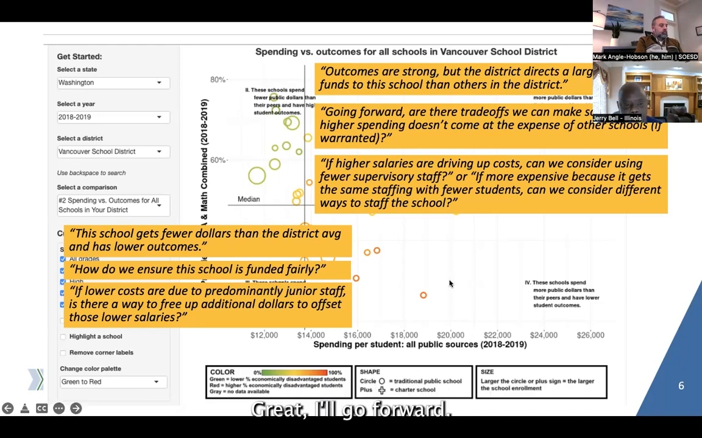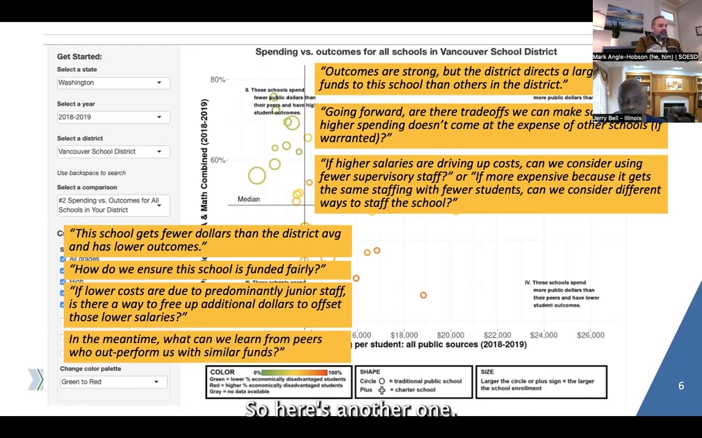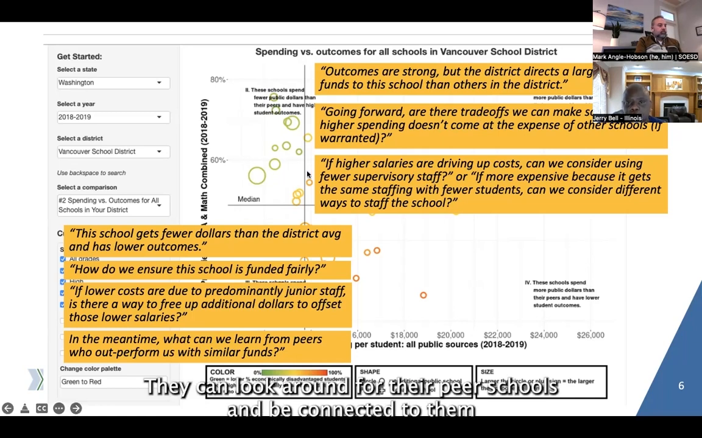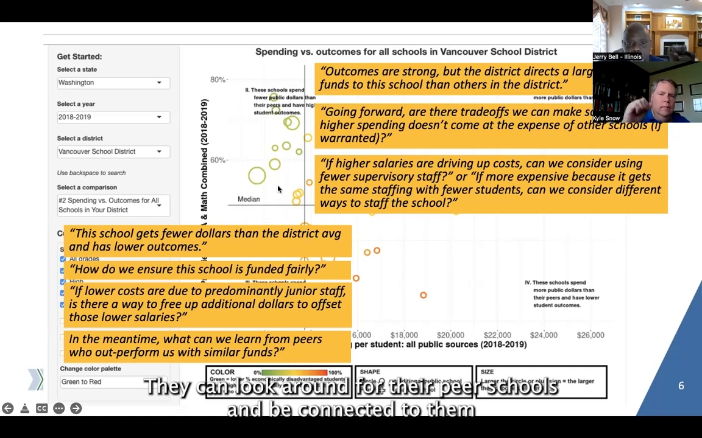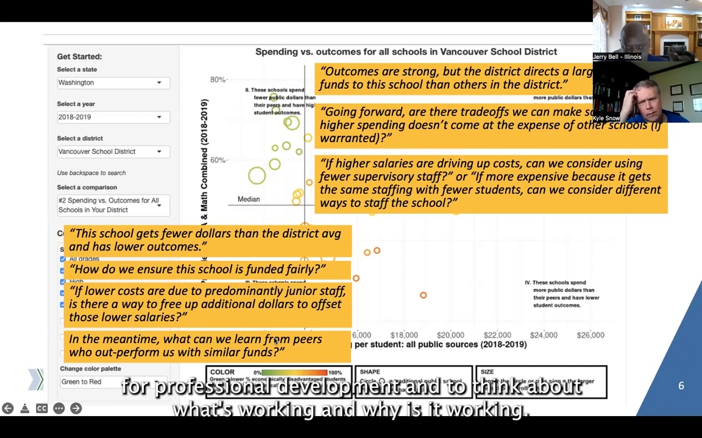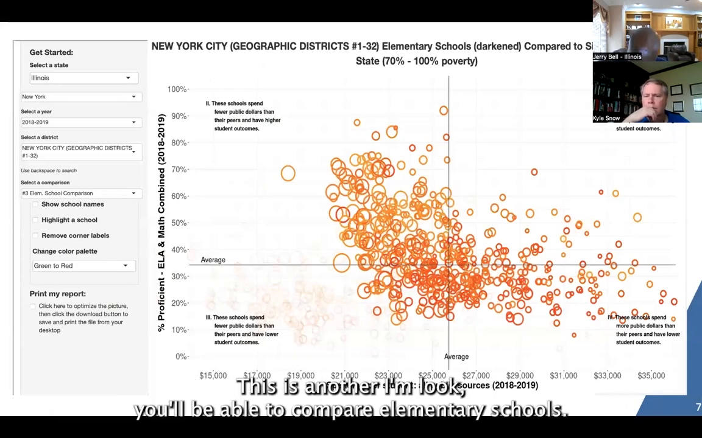Great. I'll go forward. So here's another one. In the meantime, what can we learn from peers who outperform us with similar funds? And so that was another thing. They can look around for their peer schools and be connected to them for professional development and to think about what's working and why it is working. This is another look. You'll be able to compare elementary schools.